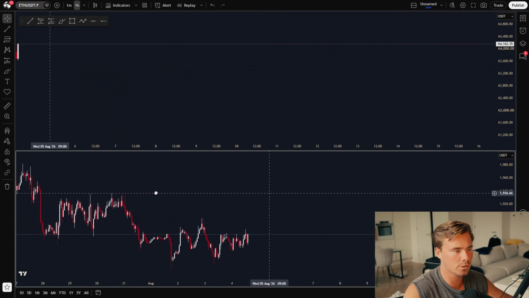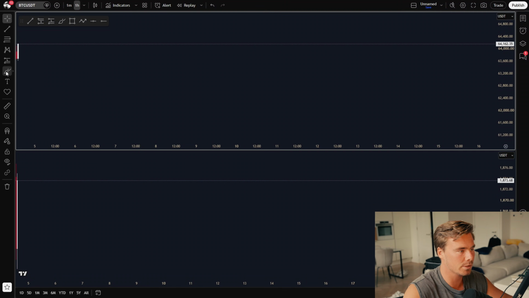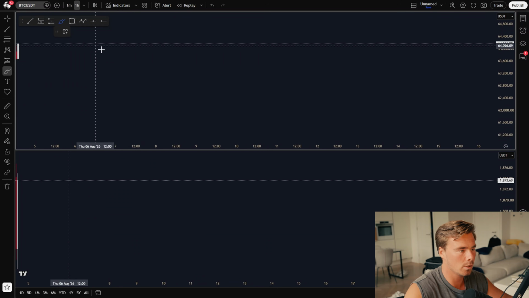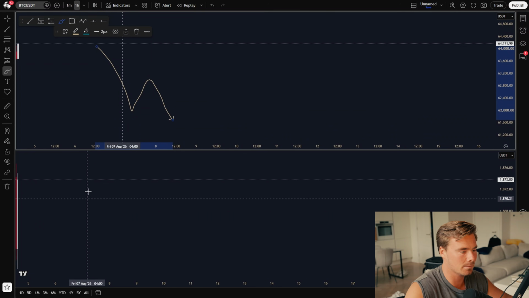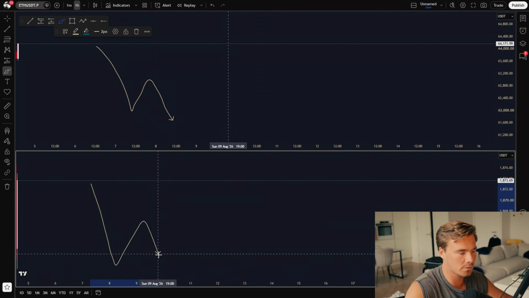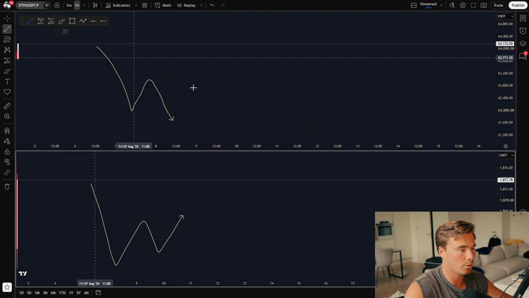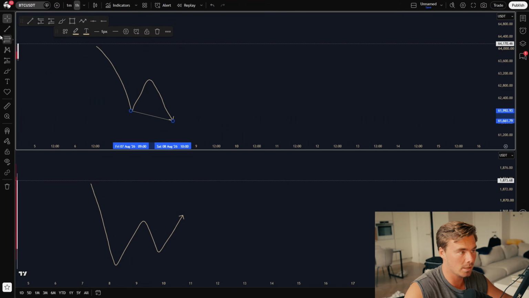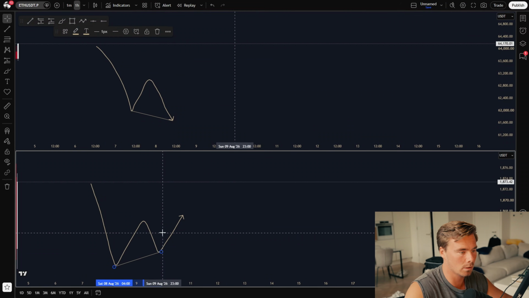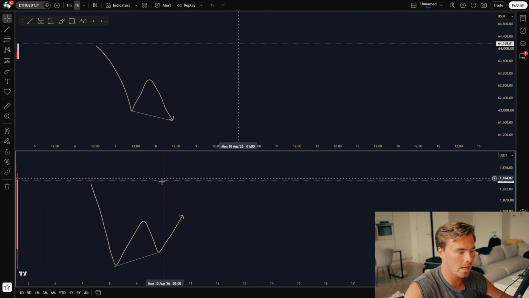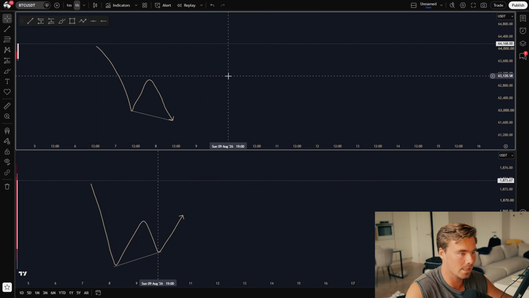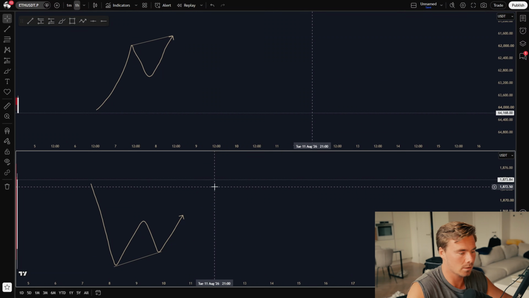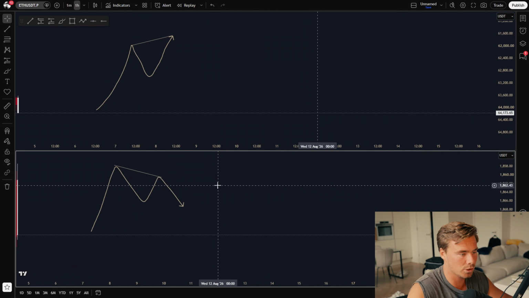Now, an SMT divergence is basically, let me first explain the theory to you. When, for example, Bitcoin's price forms a lower low in price, and at the exact same time, the Ethereum price forms a higher low in price. Right now, you can see a divergence in price. Lower low and a higher low. And this is what we call an SMT divergence, smart money technique divergence, to indicate potential accumulation in this case. If I would invert the chart, it works the exact same way, but just the other way around.